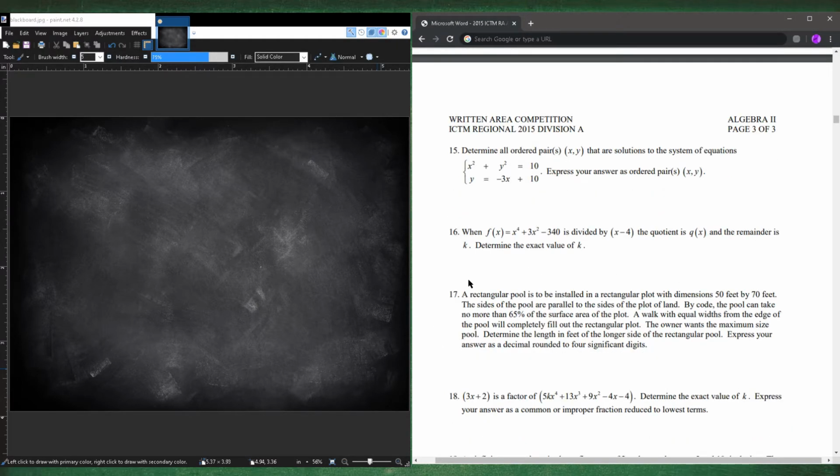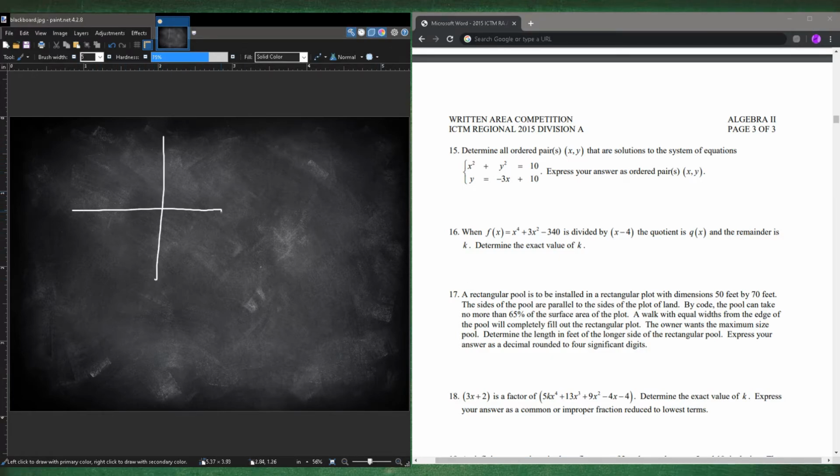15, determine all ordered pairs x, y that are solutions to the equation x squared plus y squared is equal to 10, and y is equal to negative 3x plus 10. So usually when they give me equations, I like to graph them if I can. So I know the first equation is gonna be a circle, something like this. And I know the second equation is gonna be a line. It's gotta go through 2 points, usually 2 or 1. So I know that's how the picture's gonna look. Okay, so we have a general sense of how it looks. Let's solve it.